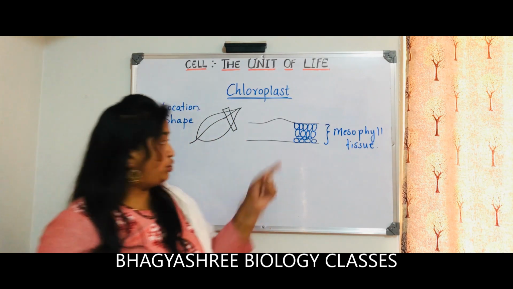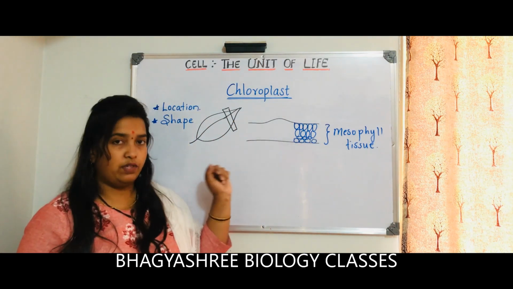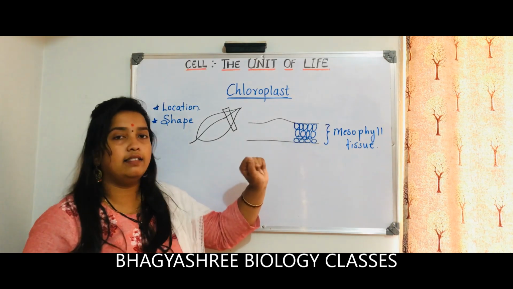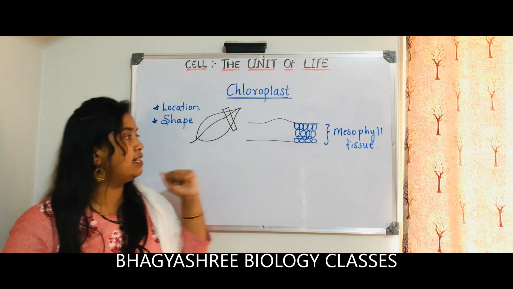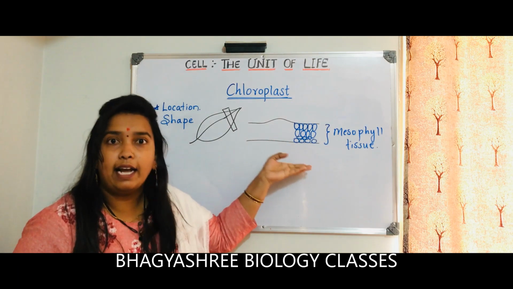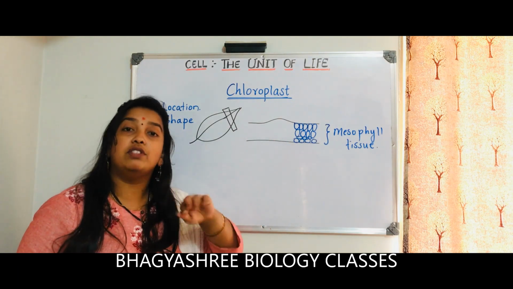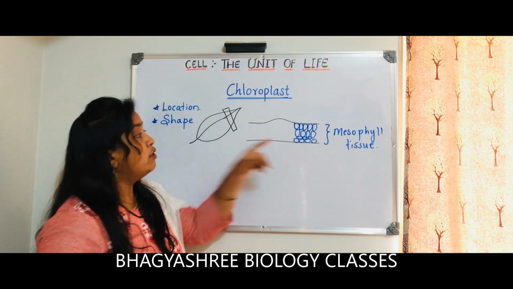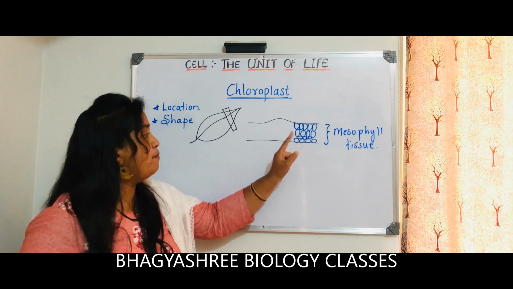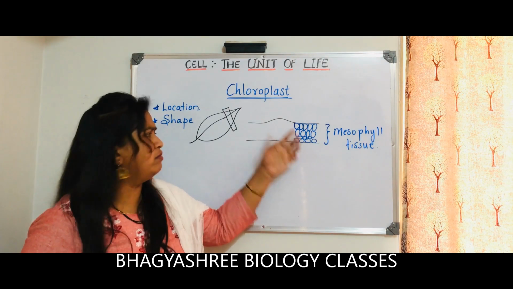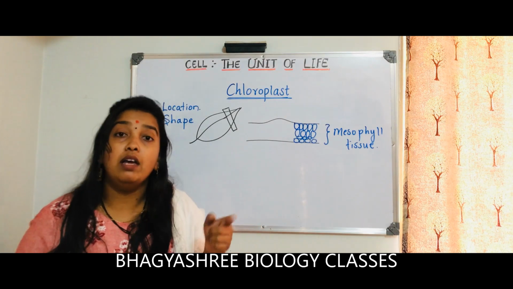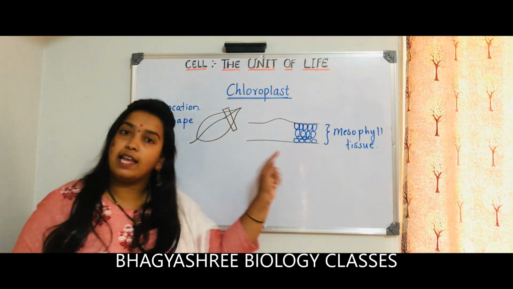Now this mesophyll tissue of the plant is made up of two types of cells. You can see here, these are the long cells, and these are the circular spherical cells. We call them chlorenchyma, which is a type of parenchyma cells. These are the palisade parenchyma, and these are the spongy parenchyma. Together we call them chlorenchyma because they have chloroplast in them.